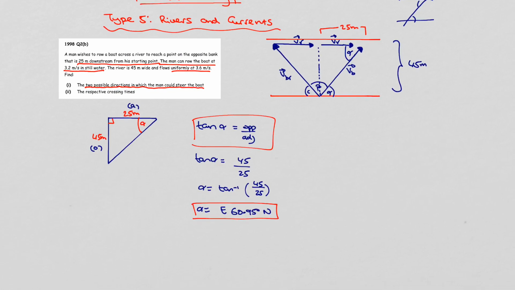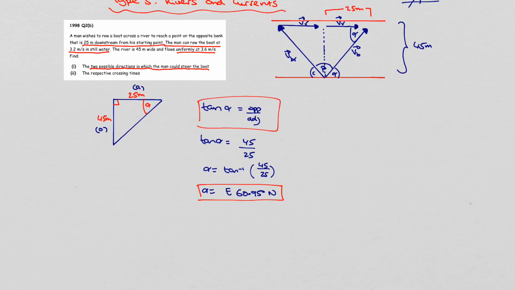So we have to look for the two possible directions in which the man could steer the boat. He's going to steer the boat upstream, so we're looking for the angle C. There are two possible directions because we have the ambiguous case. So why do we have the ambiguous case? Let's have a look at the whole overall picture.